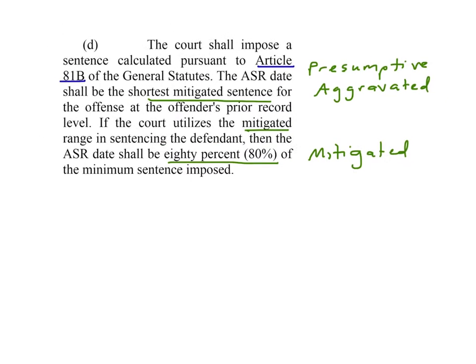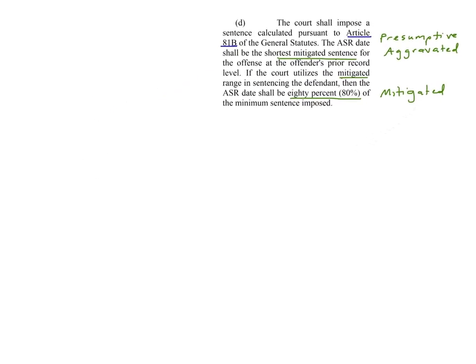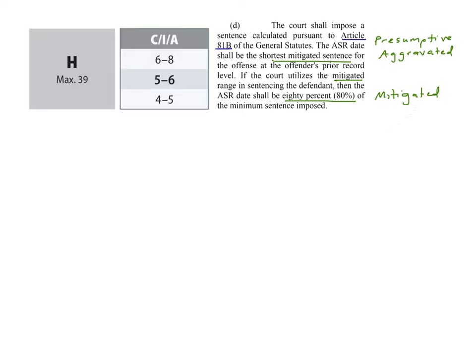Now that's a little hard to think about in the abstract, so let's apply it to a real defendant and see how it works out. Assume we have a Class H, Level 1 defendant. Let's walk through and determine, for whatever regular sentence the court might impose, what the corresponding ASR date would be. If the regular sentence is anything from the presumptive range or from the aggravated range, the rule says that the ASR date is the shortest mitigated sentence the person could have received for his or her prior record level, and that is going to be 4 months.